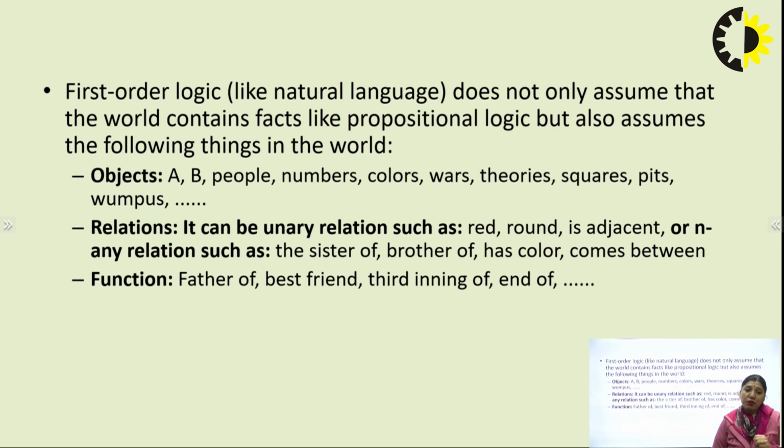Then coming to functions: what functionality is there between that relationship? What function can it perform? We have declared the objects and the relations, but what functionality do they have? That also we have to declare. For example, father of, best friend, third inning of, end of. So these should have a clear identification by which you can develop the first order logic.